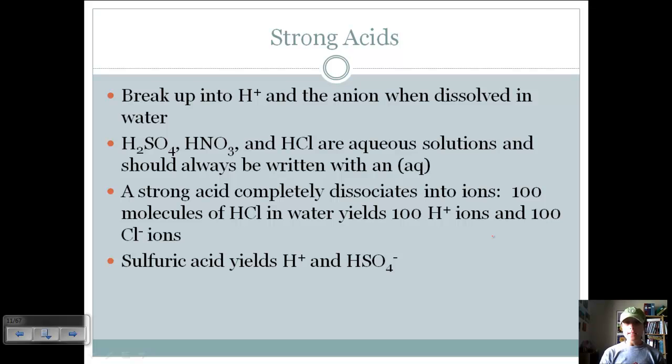If we look at sulfuric acid, it has two hydrogens. Well, they're going to come off one at a time. So initially, sulfuric acid is going to yield H+ and HSO4-. And we'll talk a lot more about this. We have a whole chapter on acids and bases. So the equation for sulfuric acid in water is going to yield H+(aq) plus HSO4-.